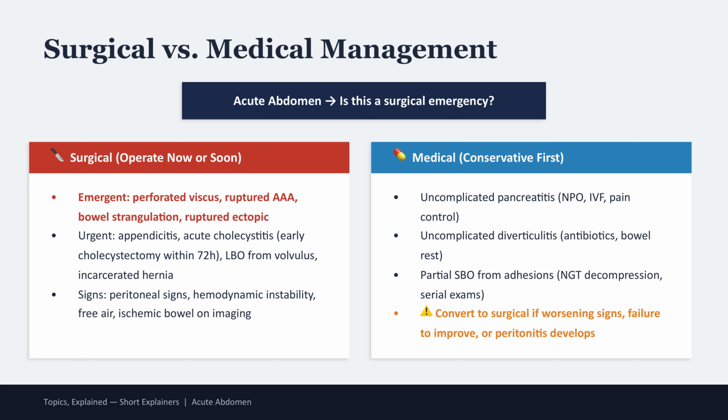The final decision, surgical or medical? Surgical emergencies include perforated viscus, ruptured AAA, bowel strangulation, and ruptured ectopic pregnancy. These patients go to the OR.